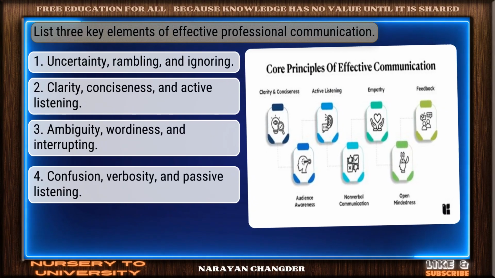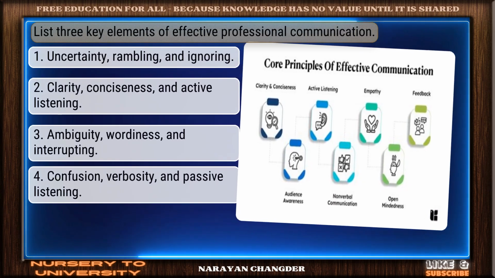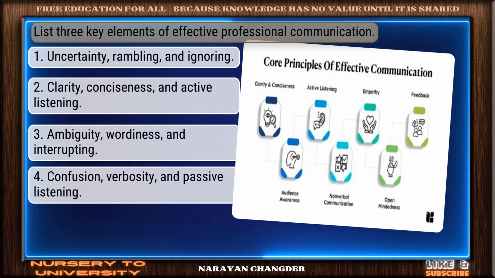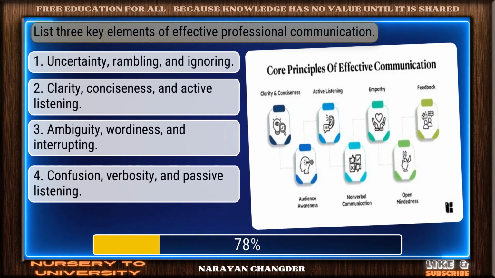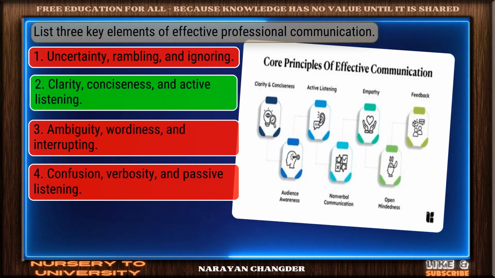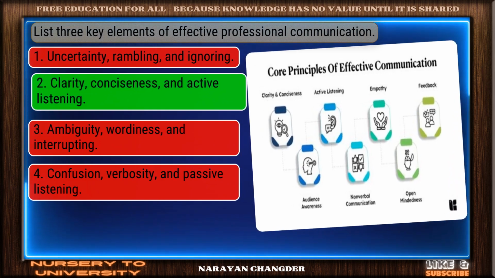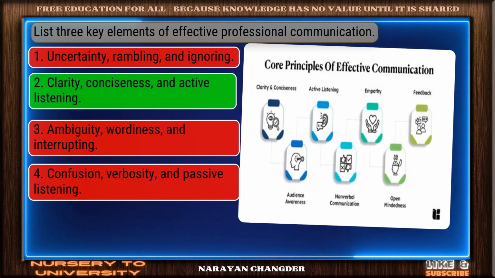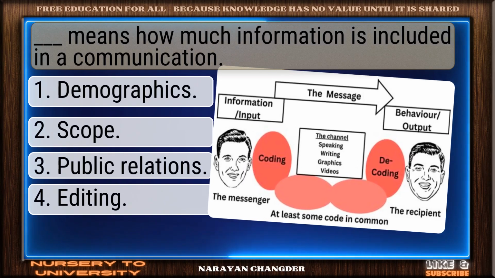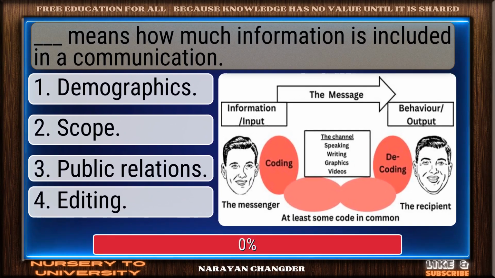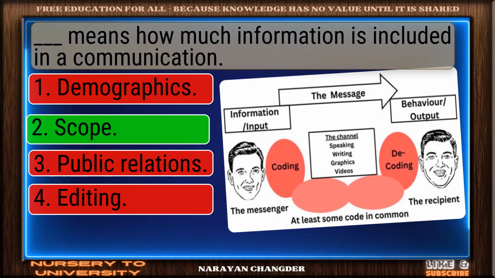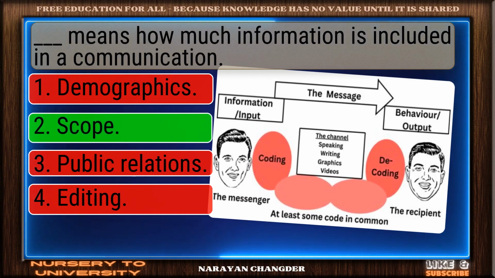Question number 9. List 3 key elements of effective professional communication. Right again. Clarity, conciseness, and active listening is a valid answer. Question number 10. Dash means how much information is included in a communication. Nicely done. Scope is a solid answer.